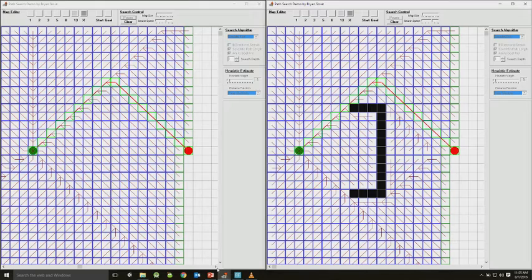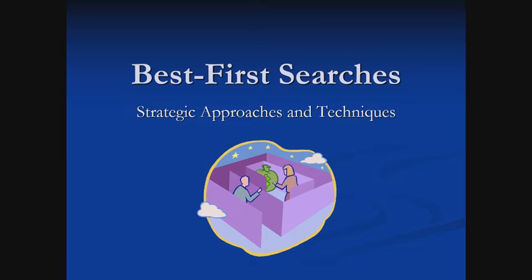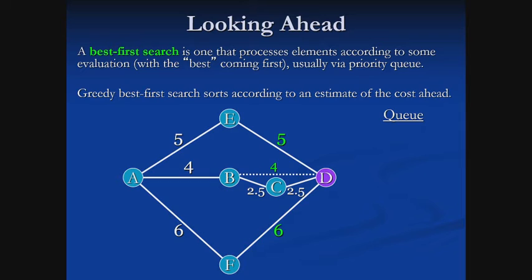So this is where best first searches come in. The idea with a best first search is to sort our open list, our queue of nodes that we're still dealing with in our search algorithm. We're going to sort those by some value for best. And what's best can be subjective, and we can adjust that for our needs. The first algorithm we're going to talk about, though, is called the greedy best first search algorithm.